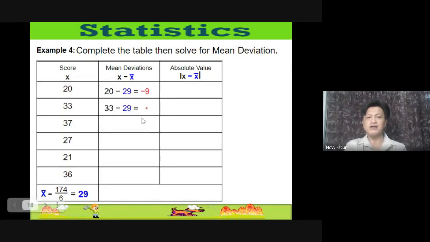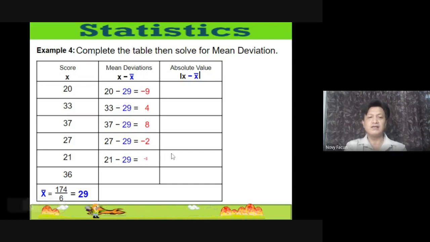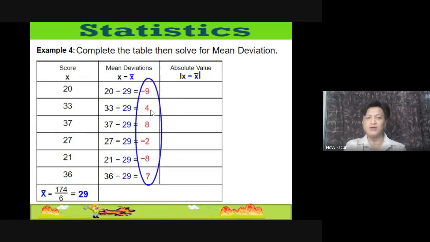33 minus 29, that is 4. 37 minus 29, that is 8. 27 minus 29, that is negative 2. 21 minus 29, that is negative 8. 36 minus 29, that is 7. Okay, then kapag nakompleto na natin yung mean deviation natin dito, we can now solve for the absolute value of the mean deviation. Yun yung ating i-square lang, yung nakuha natin dito. Ibig sabihin niyan, i-multiply natin yung sarili niya. Yun yung ibig sabihin ng square.